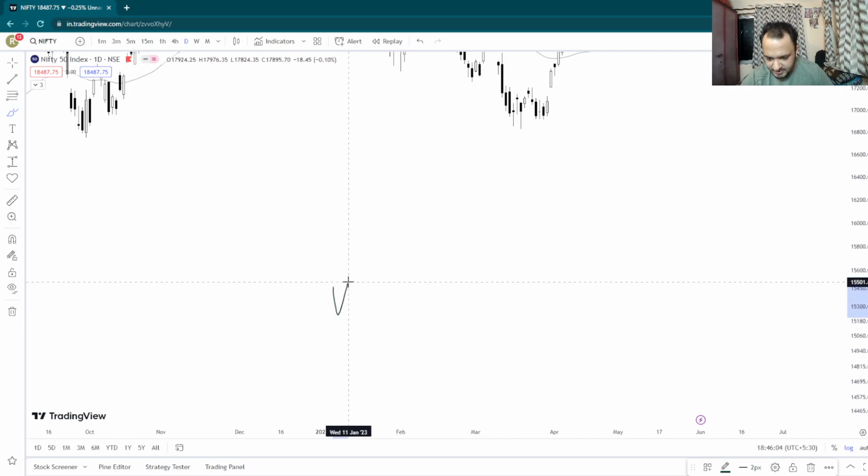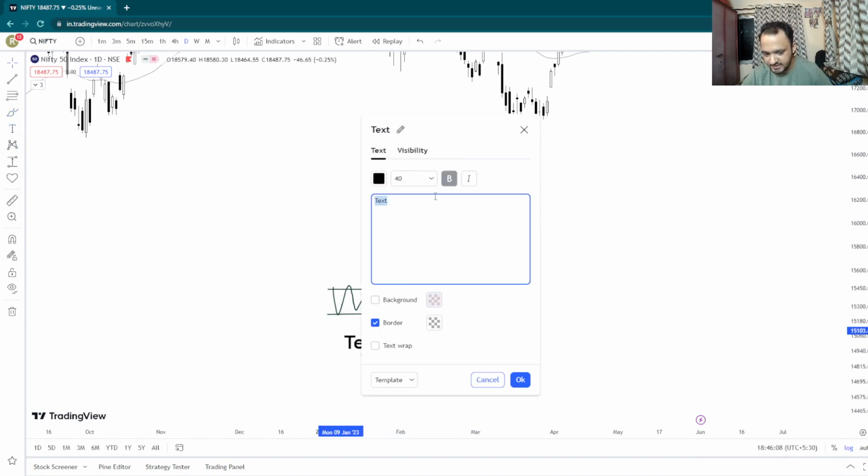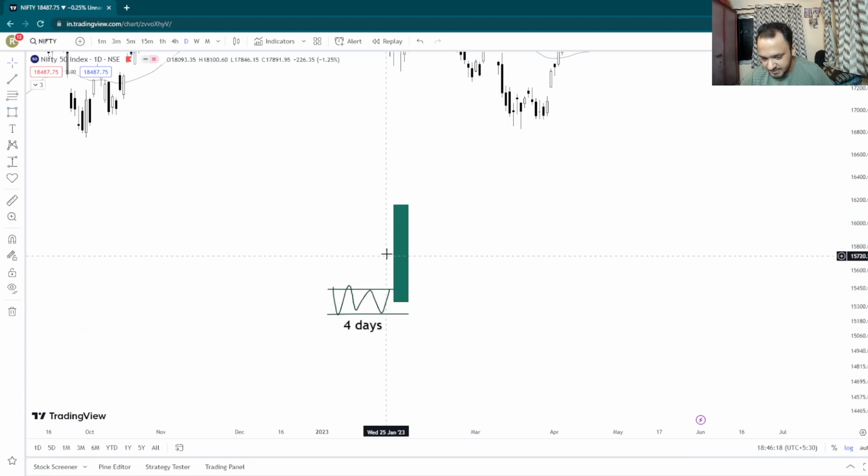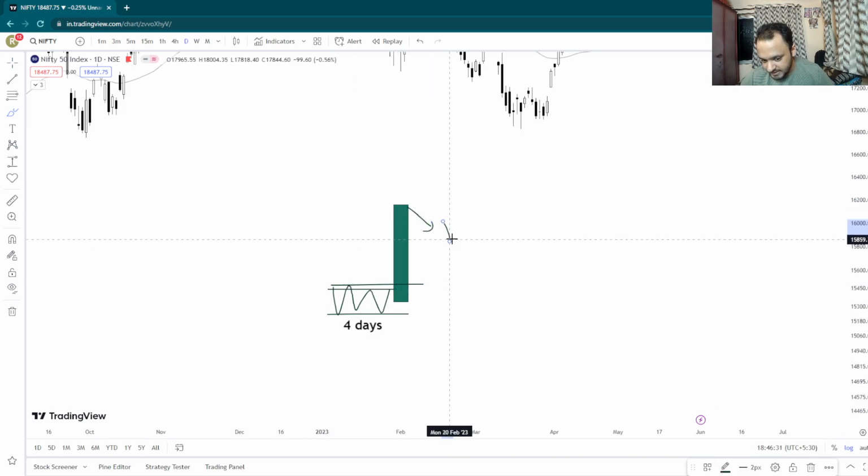Suppose price range bound है in a tight range for, like, let's say 4 days, right? This is a range for 4 days. प्राइस 4 दिनों से एक रेंज में है, राइट? And then what happens, price breaks out. There is a big breakout in the price, right? So price is moving in one direction. Price एक direction में it moves without price really pulling back inside the move, right?